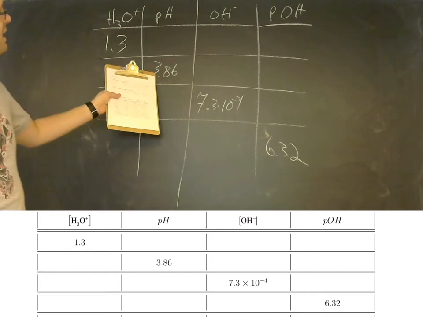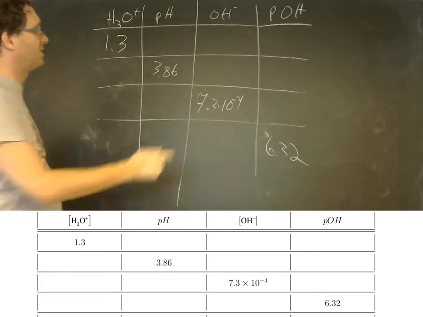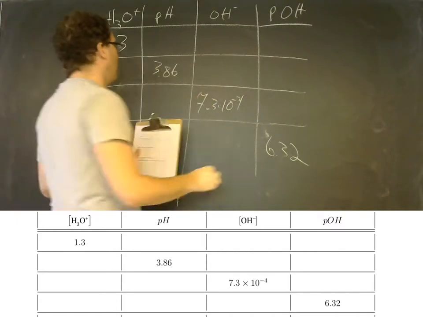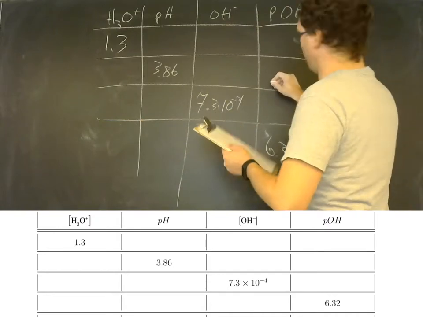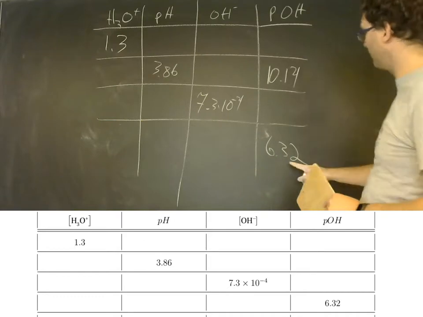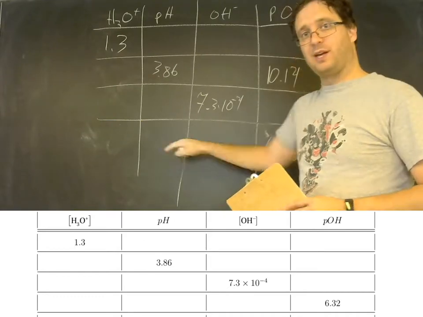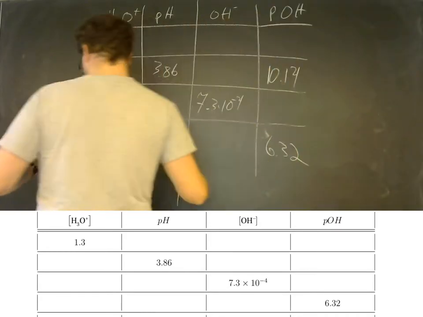The pH to pOH calculation is the simplest. I just take 14 minus the pH to get pOH. What's 14 minus 3.86? It's 10.14. And I can do the same thing here. 14 minus the pOH will give me the pH. So 14 minus 6.32, that's 7.68.